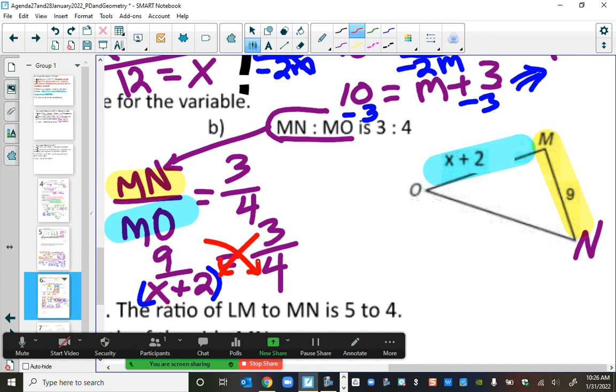So you have 3. I'm going to rewrite it over here. 3 times (x plus 2) equals 9 times 4. But what's 9 times 4? Who can tell us what 9 times 4 is? 36. Exactly, Zoe.